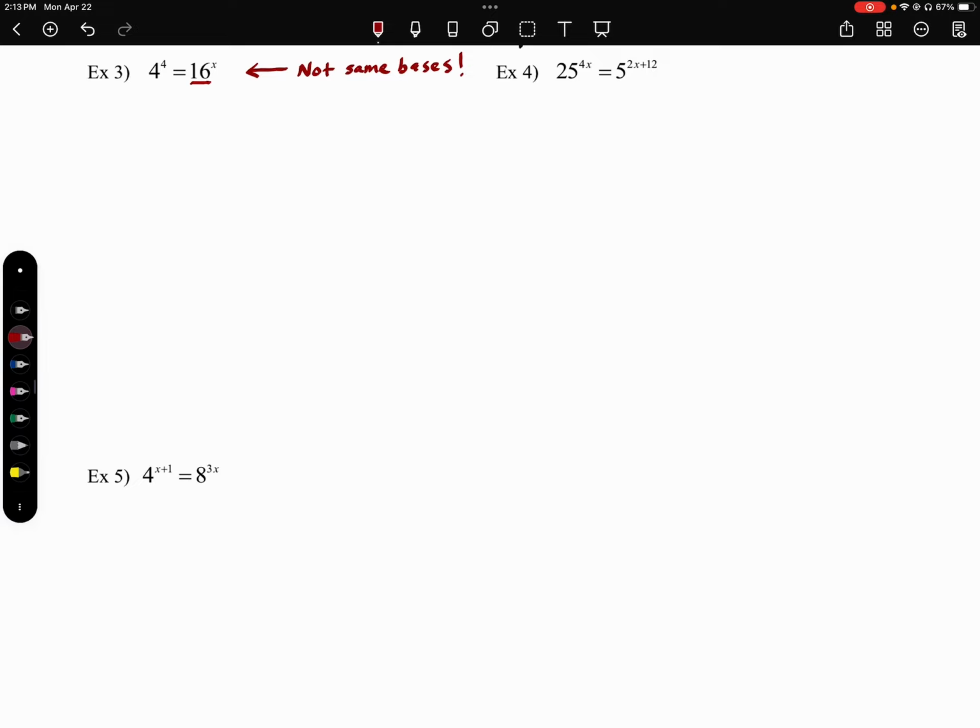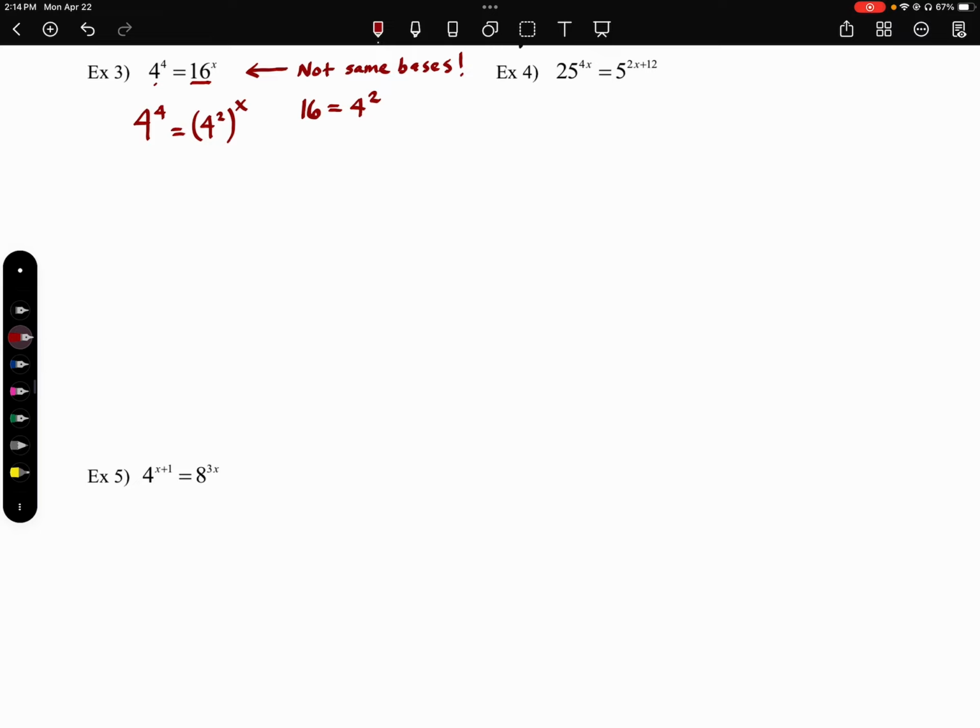Can 16 be rewritten as base 4? Can you take 4 and raise it to a power to get 16? If you can, then that's great. That's what we want. So we're going to take 16 and rewrite that as 4 to the 2nd power. So we're going to substitute that in for our 16. So right now we've got 4 to the 4th power is equal to 4 squared instead of 16, and that's still being raised to the power of x. Don't forget about that x.